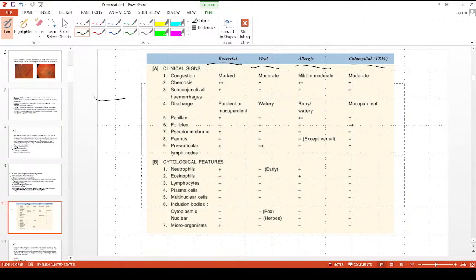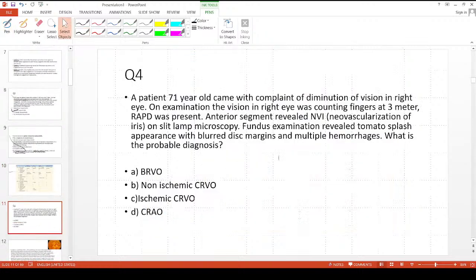If you see cytological features, viral will have cells, that is neutrophils, and inclusion bodies like cytoplasmic or nuclear bodies will be seen in viral conjunctivitis, for pox virus and herpes virus characteristically. So moving on to the fourth question.